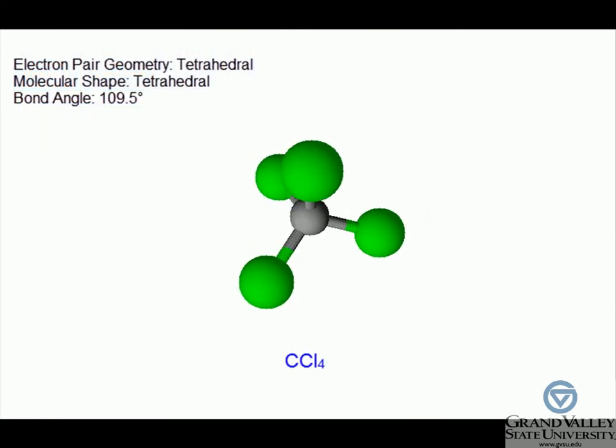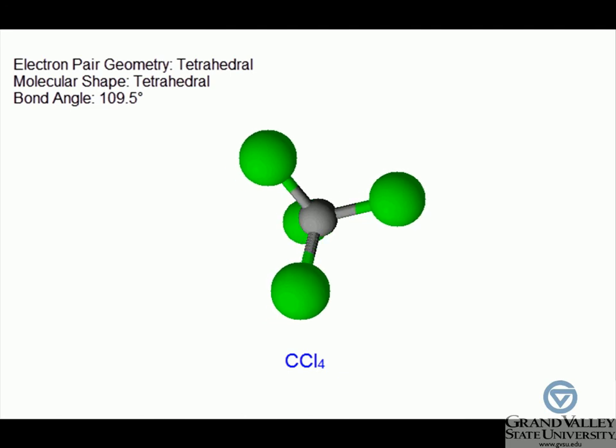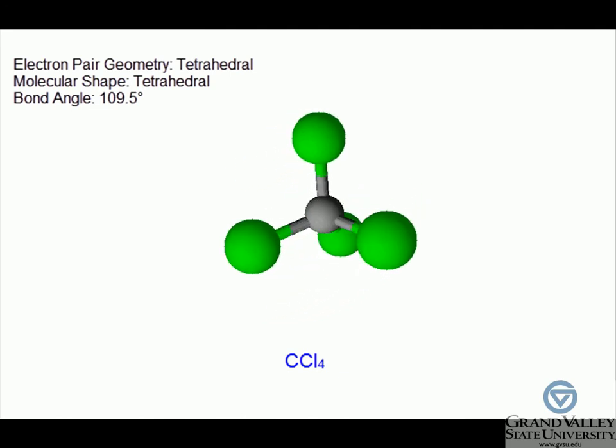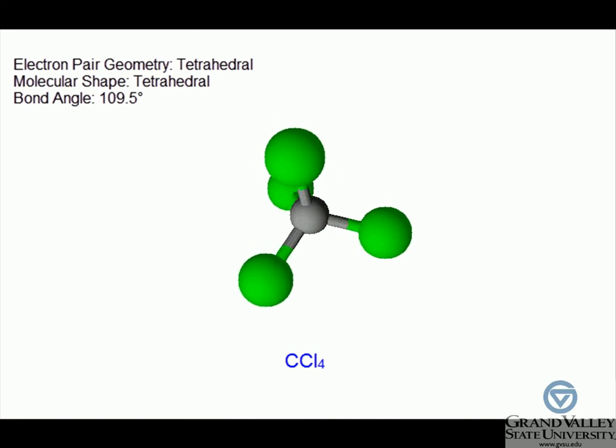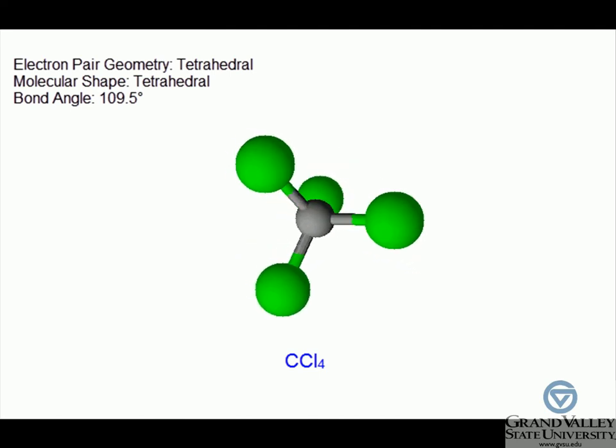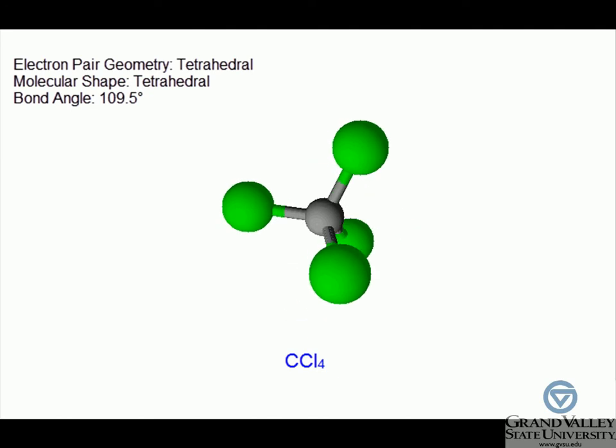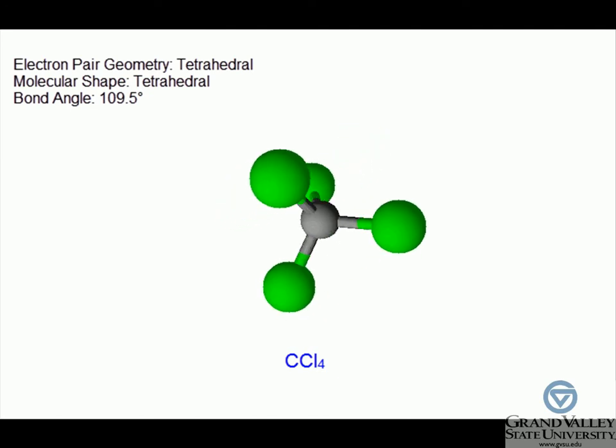Here is a ball and stick model of CCl4. The electron pair geometry and molecular shape is tetrahedral with 109.5 degree bond angle. Notice that the bonds are located on different planes.